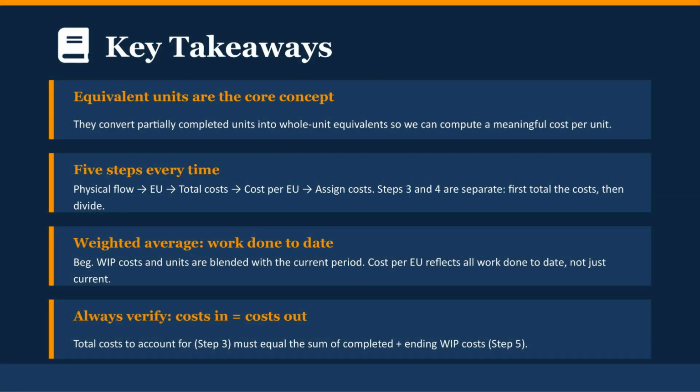To recap, equivalent units convert partial work into whole unit terms for accurate per-unit costing. Always follow the 5-step process: physical flow, EU computation, total costs, cost per EU, and cost assignment. Remember, the weighted average method blends beginning WIP with current costs, reflecting all work done to date. Finally, verify costs in equal costs out. Total costs to account for must match completed unit costs plus ending WIP costs.